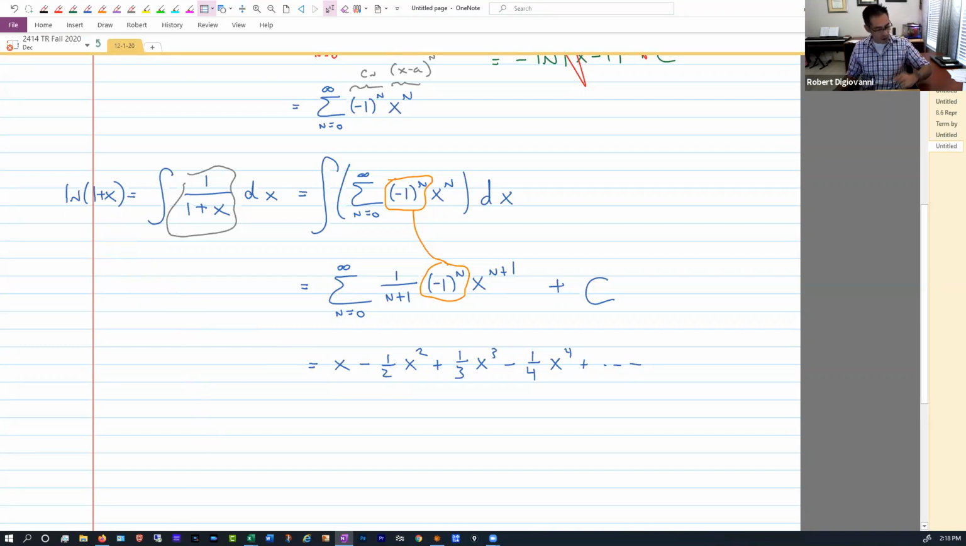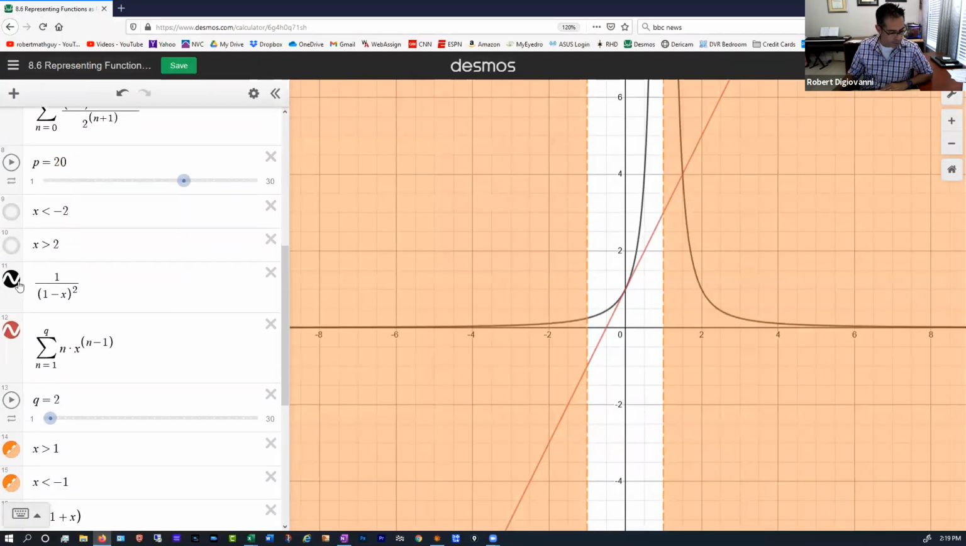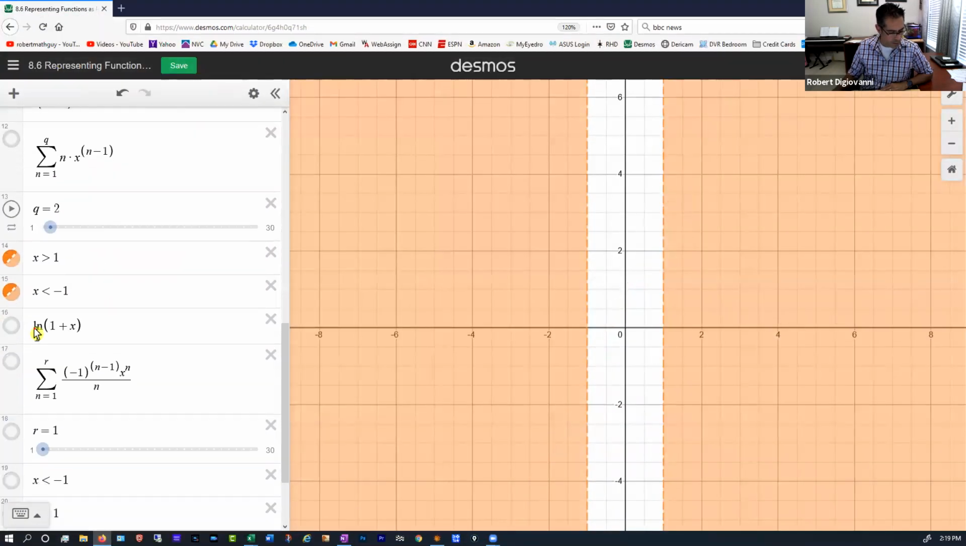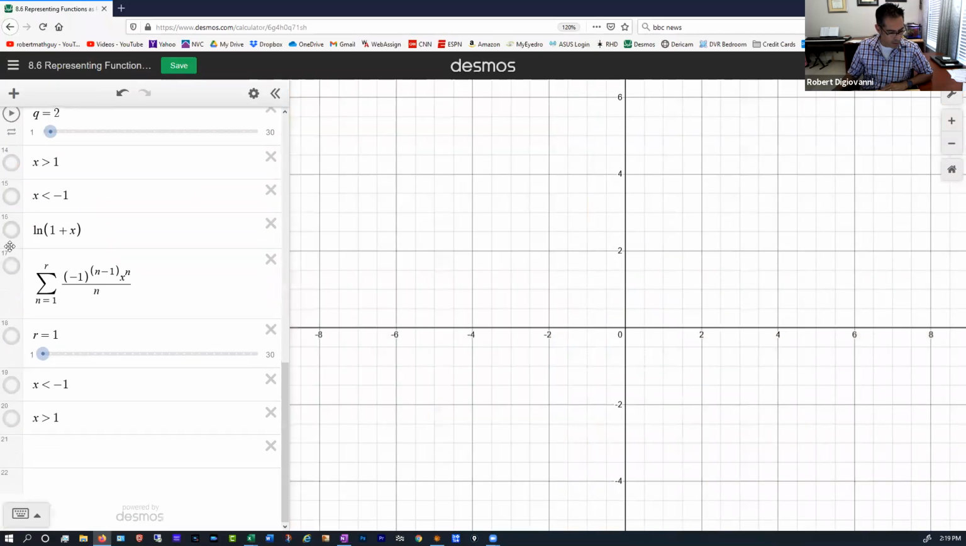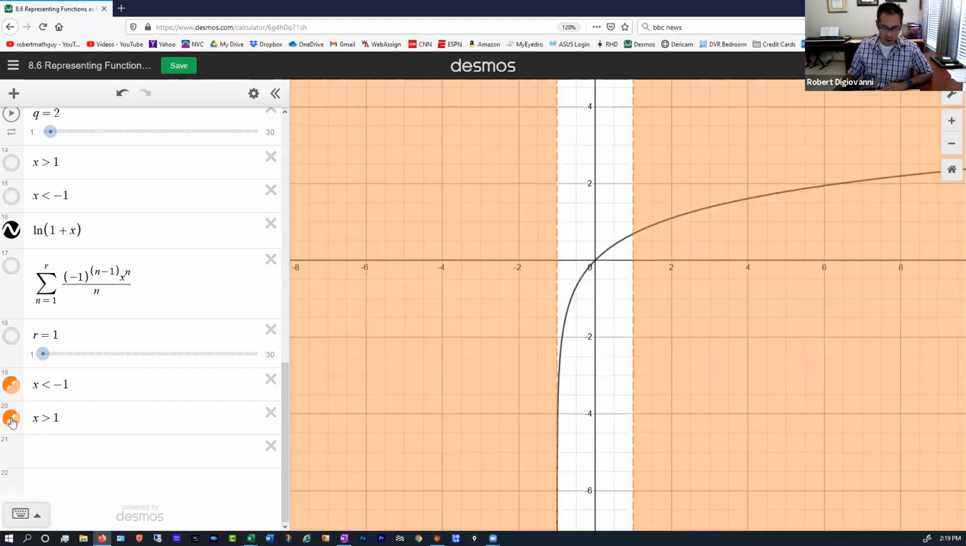Now, let's go look at it. Here's natural log of x, or natural log of 1 plus x. There it is. If I just look between negative 1 and 1, here comes the power series, and there it is.